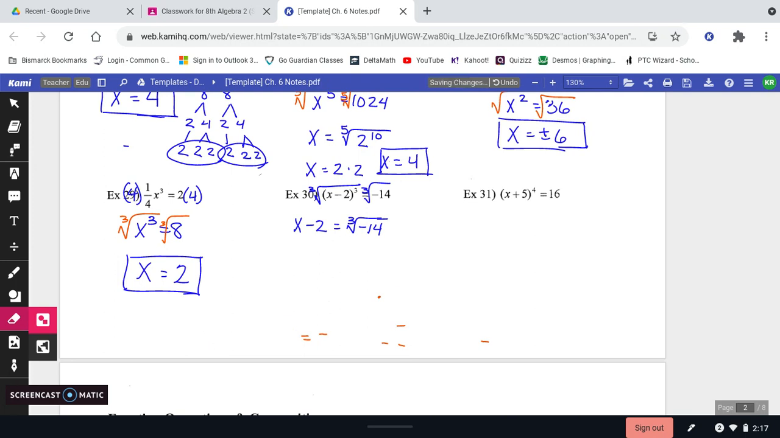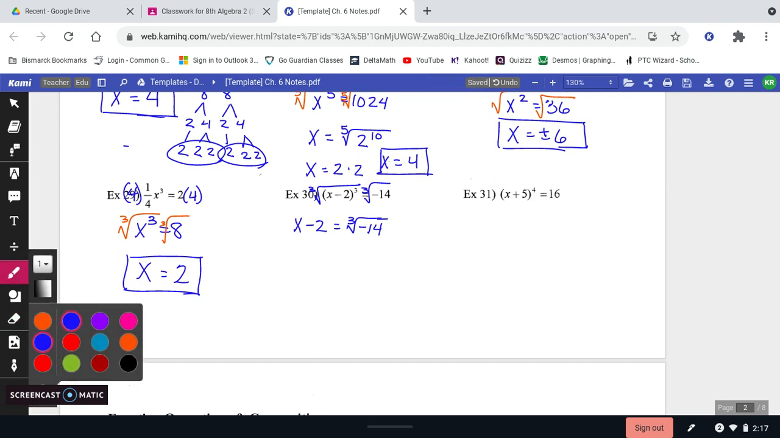So what we can do to kind of clean it up a little bit is we can bring that negative out. So if I want to move my 2 over to the right side, I can also do that. So this would be x equals 2. And then if I do the cube root of that negative, it's going to be a negative 1 or minus the cube root of 14.